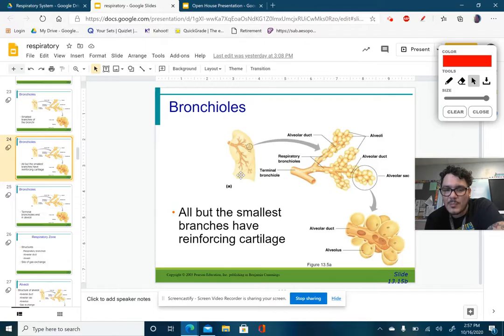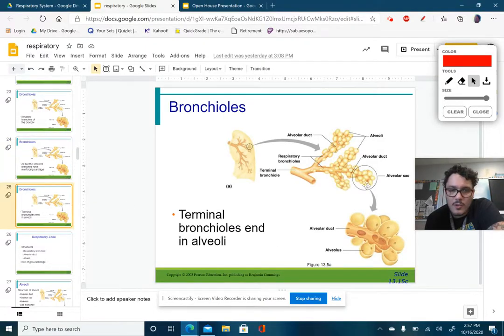Next, all but the smallest branches have reinforcing cartilage. That cartilage is there to support everything. The terminal bronchiole, which is what we see here, is where it all ends, and that's where we're going to have the alveoli found.